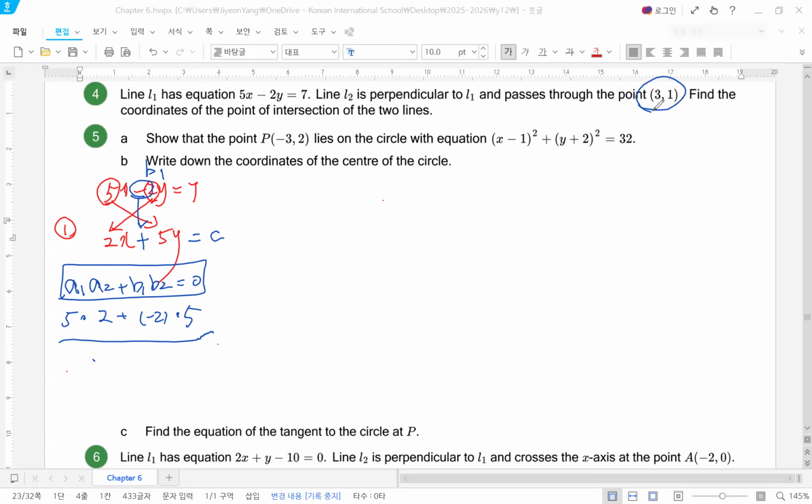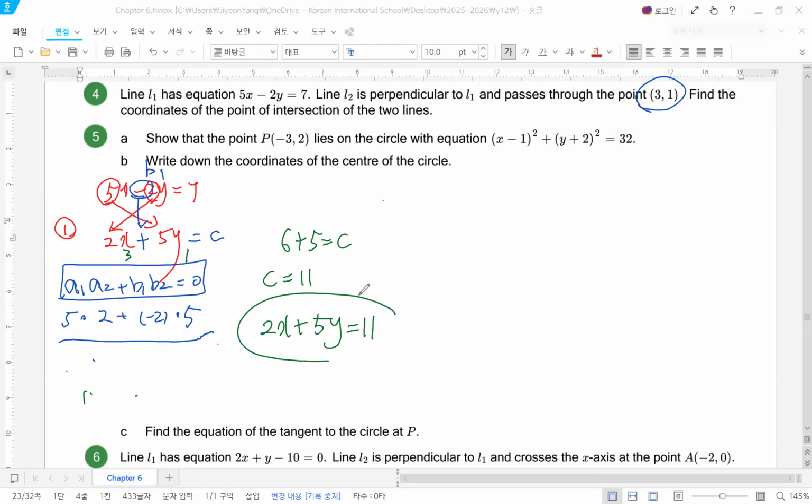And then since it passes through the point (3, 1), substitute 3 to x and 1 to y. And you can find the value of c, which is 6 plus 5 equals c. Therefore, c is 11. So the line equation is 2x plus 5y equals 11. Do you understand?